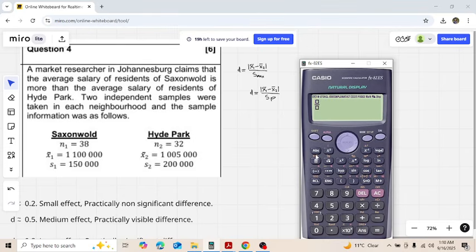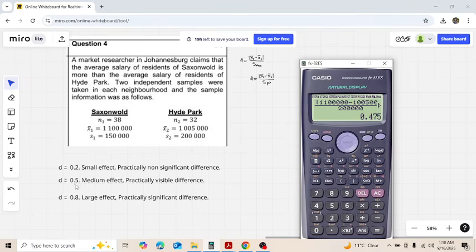You press the fraction and then press the ABS, which is the absolute value. In this case, we're going to use the mean bar one, which is 1.1 million. So it's 1,100,000 minus 1,005,000, everything divided by 200,000. You say equal. The answer that you get here is 0.48. So with 0.48, you can clearly say that it's closer to 0.5, so you just say it's a medium effect, practically visible difference. That is how you interpret the value there.